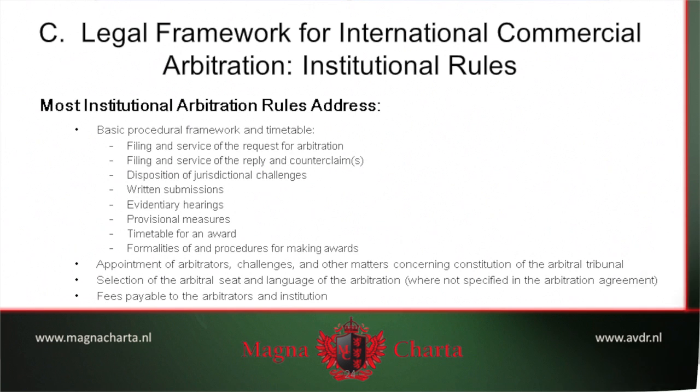What is it that institutional rules do? They address a number of procedural aspects of the arbitration: how you start the arbitration, what your request for arbitration has to include, how you deal with jurisdictional challenges, questions of written and evidentiary submissions, challenges to arbitrators, and the like. The most important things that institutions do pursuant to their institutional rules is to appoint arbitrators if the parties can't agree, and to hear challenges to arbitrators if issues come up in the course of the case.